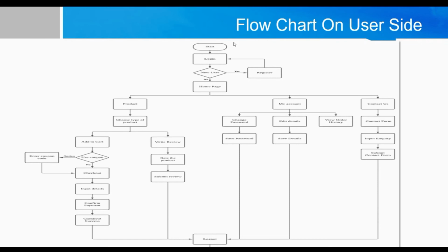So basically the flowchart starts with the authorization of the user. If the user is a new user, they need to register first before the login. Once the login authorization is successful, the user can see the home page, which consists of product, my account, and contact us. In the product, the user just simply chooses the type of product they want, like they can filter. Okay, next, once they choose the type of product already, they can add to cart or write a review. So first we'll talk about the add to cart.